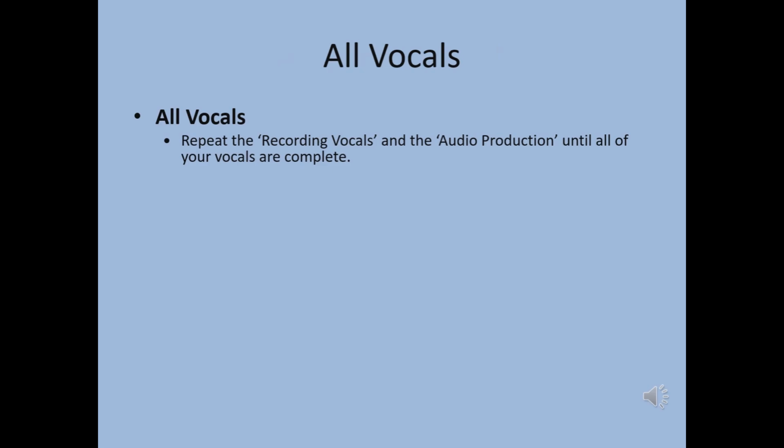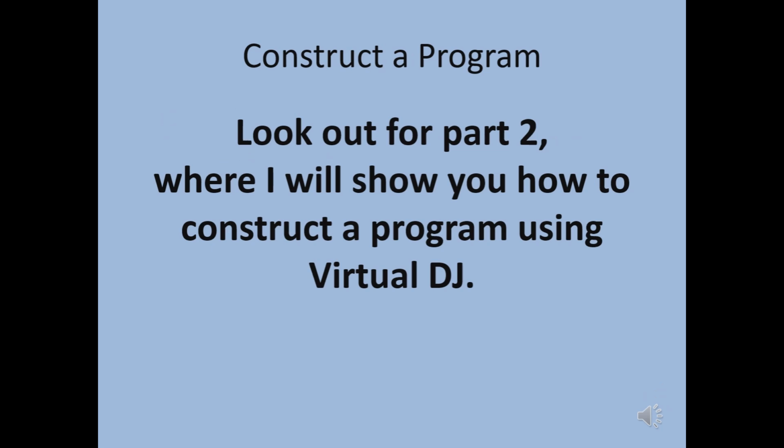If you followed the instructions in the video, you will now have a recording of your first vocal track. You need to repeat this for any other tracks that you've got in your program's script until you've recorded all of them. In the next part of this series, I will show you how to use your recorded audio and put it with music and jingles, etc., creating a program in Virtual DJ.